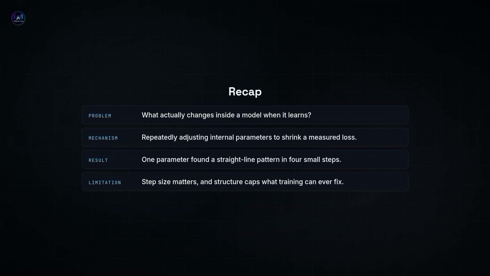So, to recap, using the same shape we'll reuse across this whole channel. Problem: what actually changes inside a model when it learns? Mechanism: repeatedly adjusting internal parameters to shrink a measured loss. Result: a one-parameter model can find a straight line pattern in 4 small steps, with nobody handing it the answer. Limitation: step size matters. Too large, and it never converges, and no amount of training can fix a model whose structure is fundamentally too simple for the pattern.